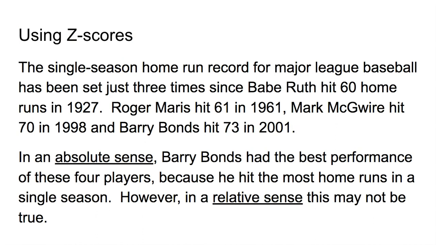If you'd like to pause the video and read, you can do that. But this says, the single-season home run record for Major League Baseball has been set just 3 times since Babe Ruth hit 60 home runs in 1927. Roger Maris hit 61 in 1961. Mark McGwire hit 70 in 1998, and Barry Bonds hit 73 in 2001. In an absolute sense, Barry Bonds had the best performance of the 4 players because he hit the most home runs in a single season. However, in a relative sense, this may not be true.